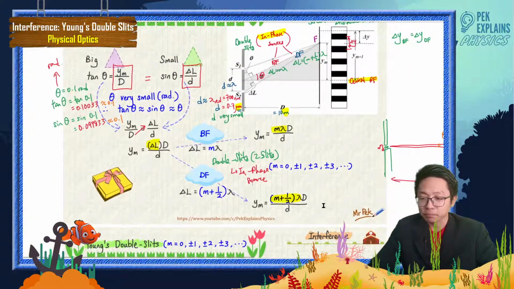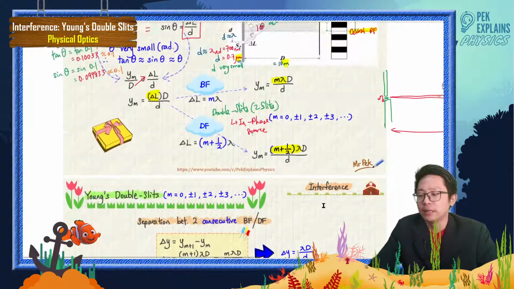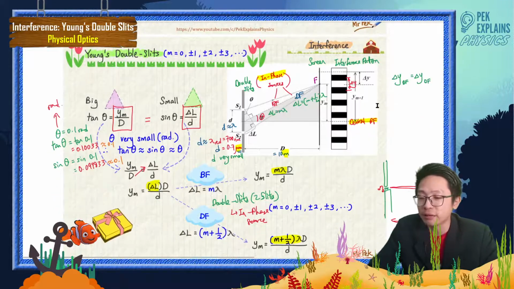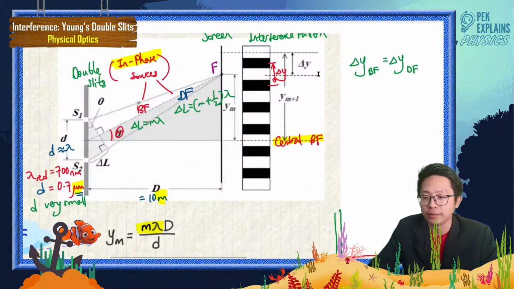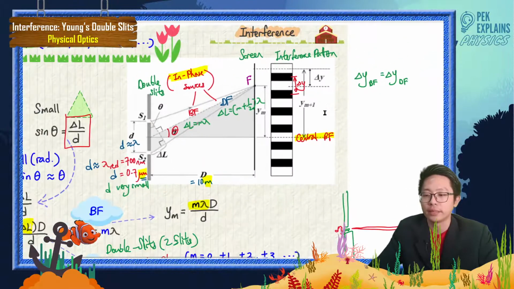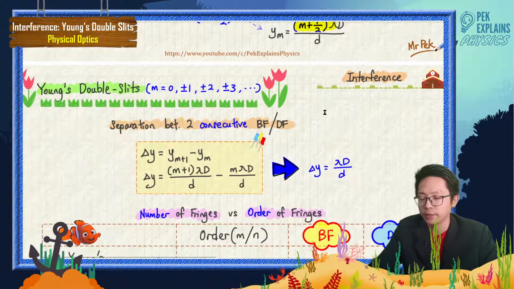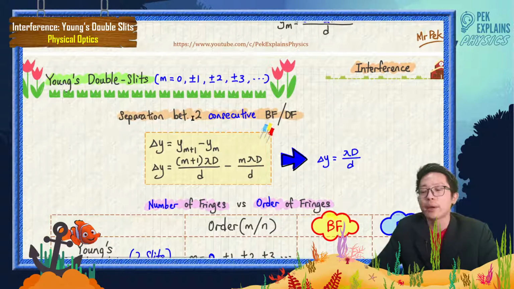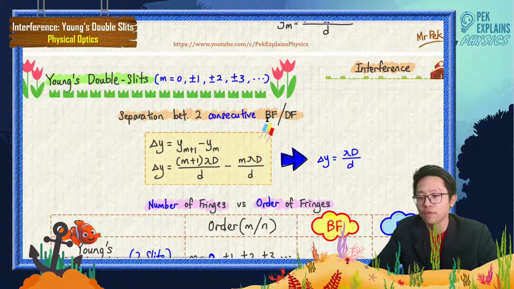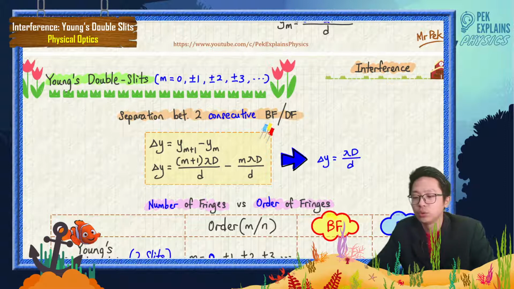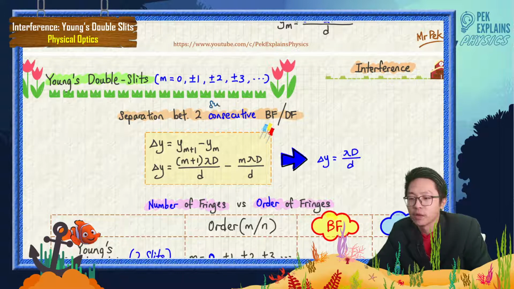Understand? Now, delta L, delta Y. Now I want to talk about the delta Y. How to get this delta Y between two consecutive bright fringes or two consecutive dark fringes. So what I can say is over here, the separation between two consecutive, sometimes we say two consecutive, or sometimes we say two successive.